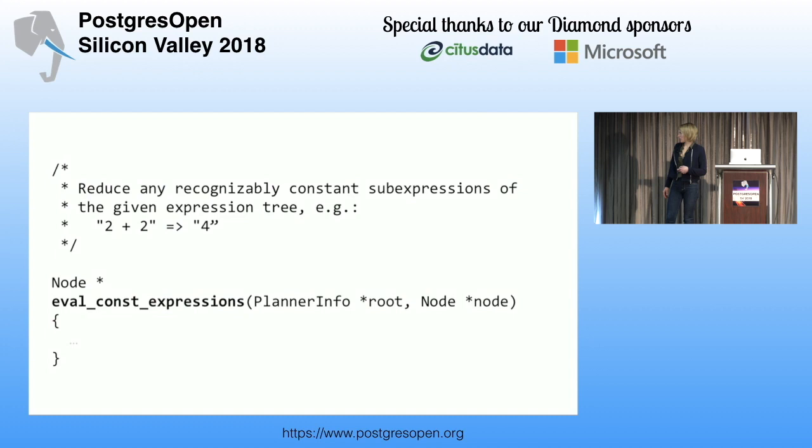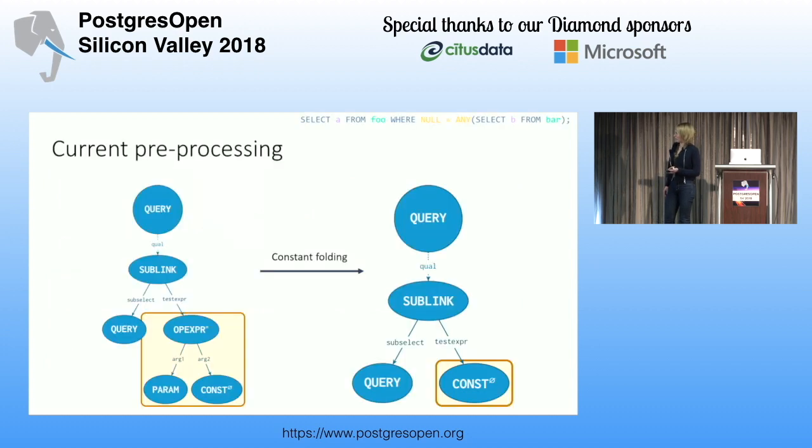This is the place we're going to focus a little bit more today. It's going to basically take things like 2 + 2 and reduce it to 4, right? So right now we are using the constant folding walker to take that op expression and make it into this const. My thought was that we could add a case. I'll go to the next slide.